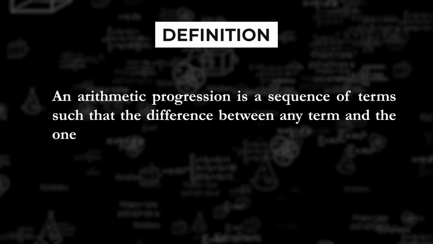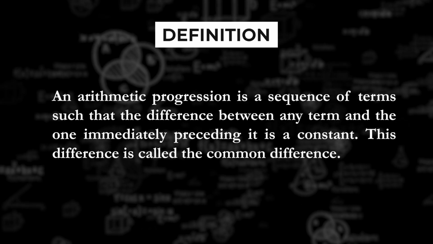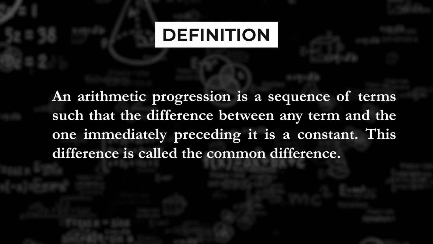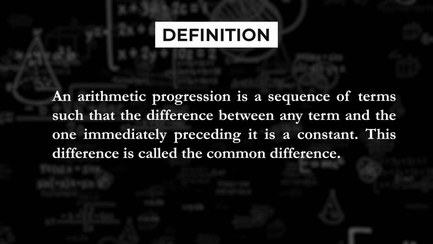In order to formally understand it in the form of a definition, an arithmetic progression is a sequence of terms such that the difference between any term and the one term immediately preceding it is a constant. This difference is called the common difference. So, let us understand this statement with the help of some examples.